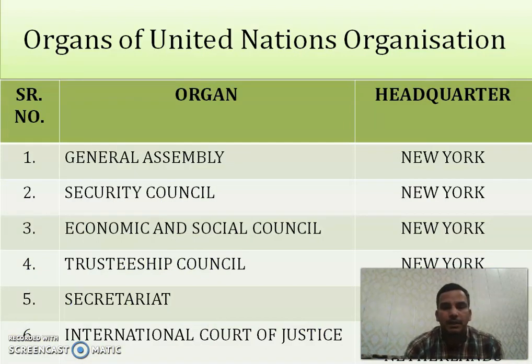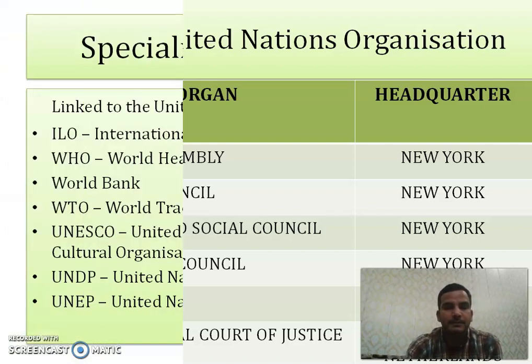The United Nations consists of 6 organs. The deliberative organ is the General Assembly, and its headquarters is at New York. The Security Council is the second organ, also headquartered at New York. Then there is the Economic and Social Council, also headquartered at New York. The Trusteeship Council is similarly headquartered at New York. The Secretariat is headquartered at New York. And the ICJ, International Court of Justice, is headquartered at The Hague, Netherlands.